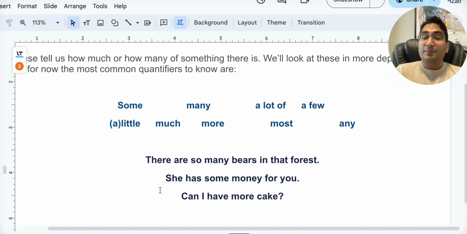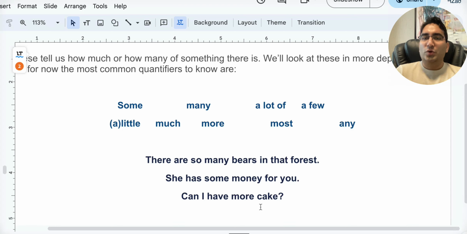Here are some examples. There are so many bears in the forest. Now here we're using so many. Many indicates a lot. It's more than usual. That's why we're using the word many. She has some money for you. Now that means there's money that you can get from her, but it's not a lot. It's just some money, so it's limited.